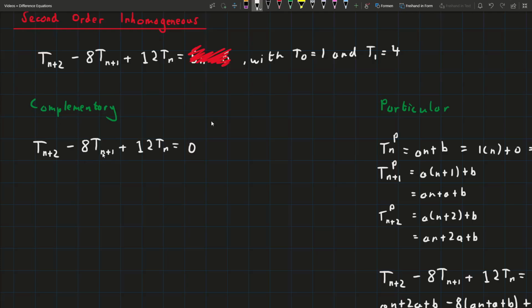And now we solve this as if it was a homogeneous difference equation, which is covered in the book. So we write the characteristic equation, which is x squared minus 8x plus 12 equals 0. Solve this, and we'll have (x minus 6) times (x minus 2) equals 0, which means that x equals 6 or x equals 2.